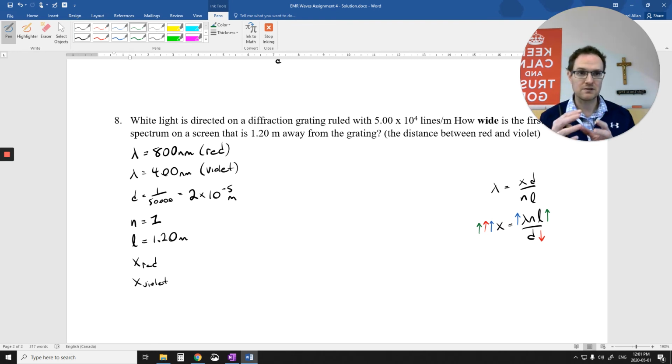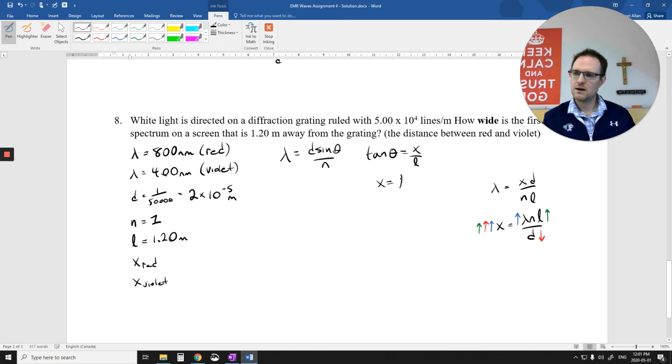That's all I want to use that formula for, is to see how, if I manipulate a variable, the distance between the central node and this bright spot responds. How does it change? But we're not going to use that one. We're going to use this other one, d sine theta over n, and we're going to use the tan theta, x over L formula. So x is equal to L times tan theta, and I'm going to use that twice.